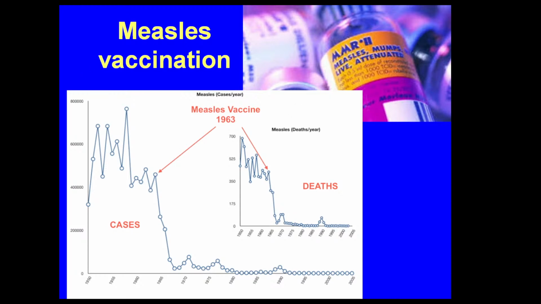And here we can demonstrate the morbidity of the measles virus. This is the cases per year. Since 1950 they were very high, and then you can see the dramatic drop in the number of cases. Why? Because in 1963 the measles vaccine was introduced. So that is the cases, and these are the deaths.